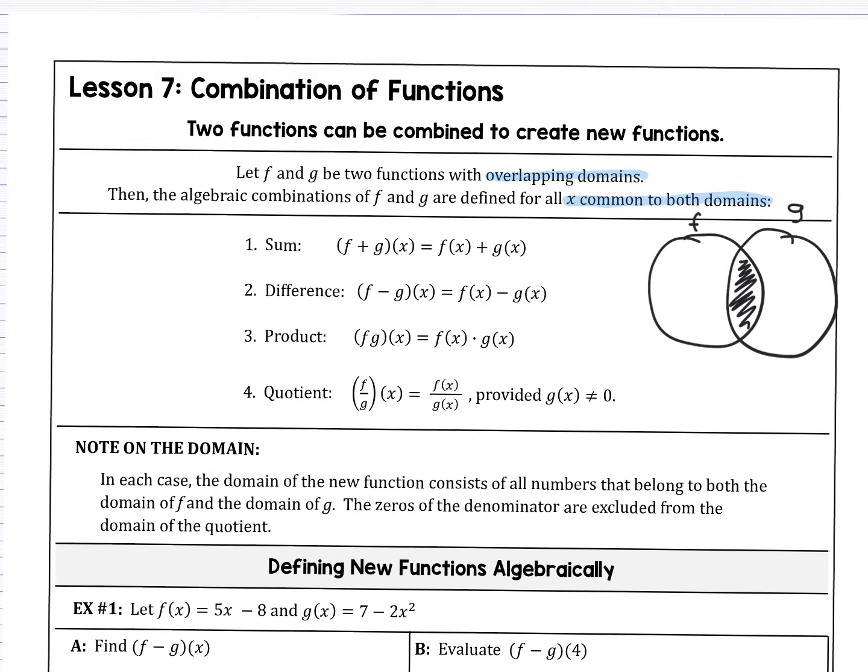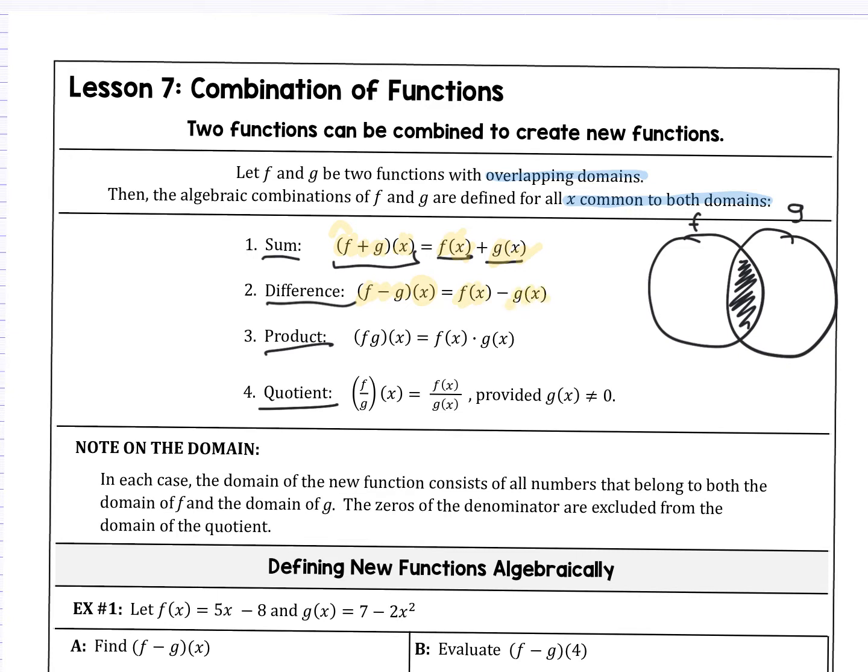Now, there are four different operations we're going to discuss. The sum function, f plus g of x, is really just f of x plus g of x. So if you see here, what's written is f plus g of x, because both functions have an independent variable of x, you can separate that out and say f of x plus g of x. The difference function, f minus g of x, because again, f and g both have an independent variable of x, you can rewrite that as f of x minus g of x.